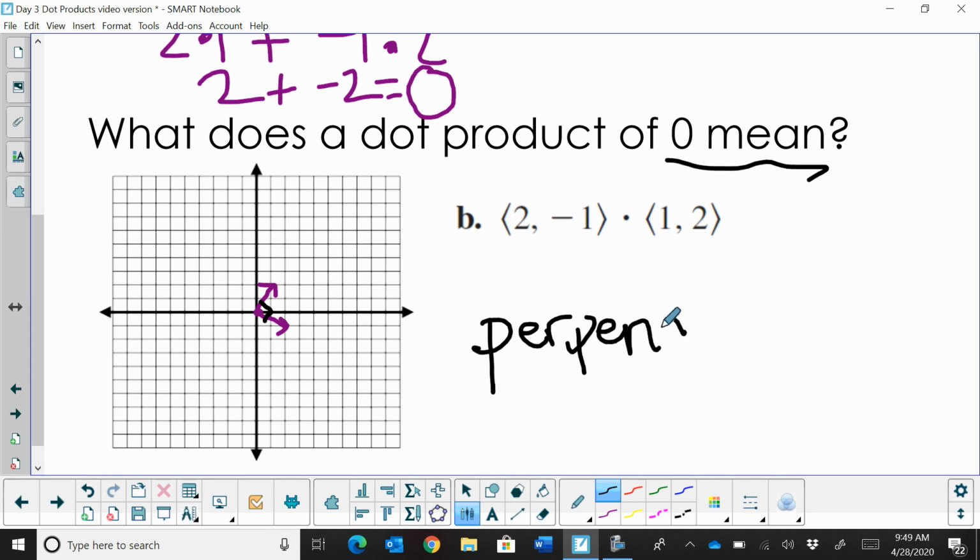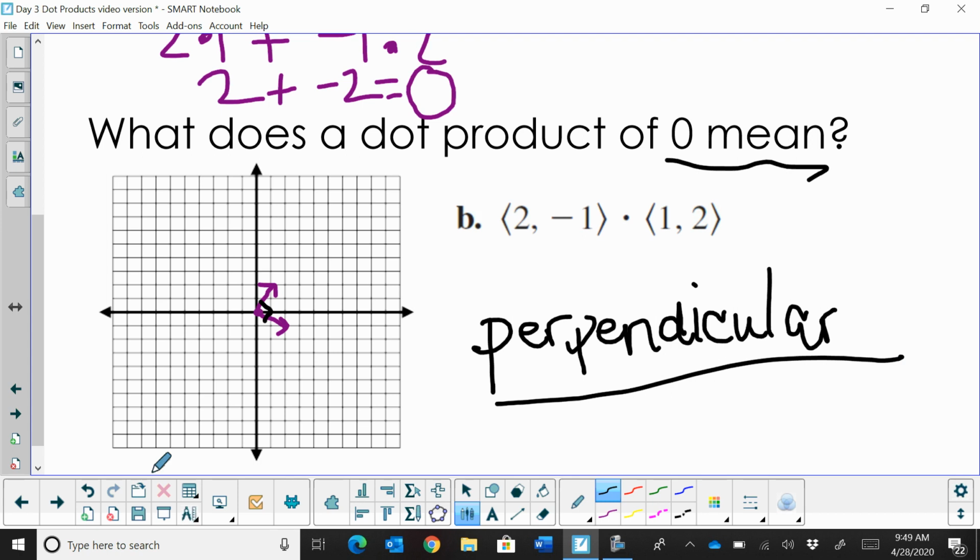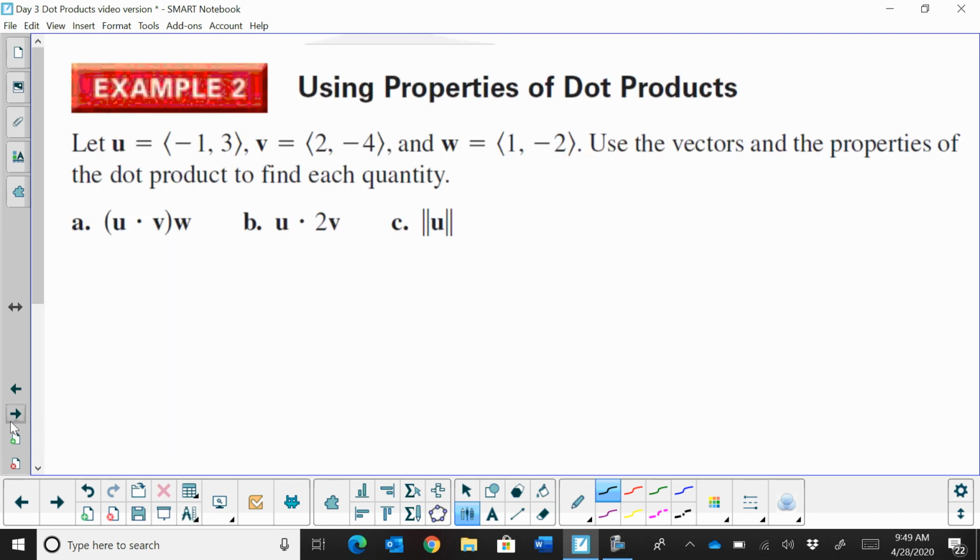Okay, that's a big theme here. So a dot product of 0 means that two vectors are perpendicular to each other. Now, let's do some operations. That screen that had all those operations, let's actually calculate some of those.